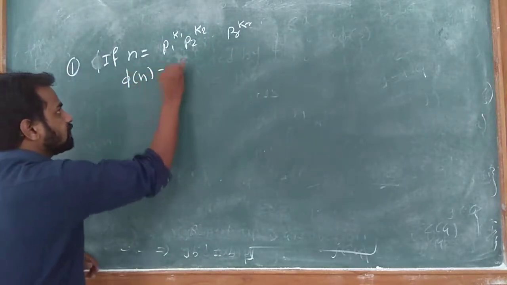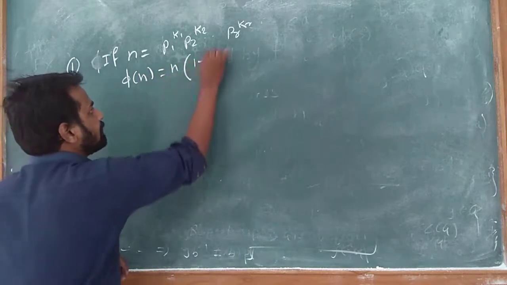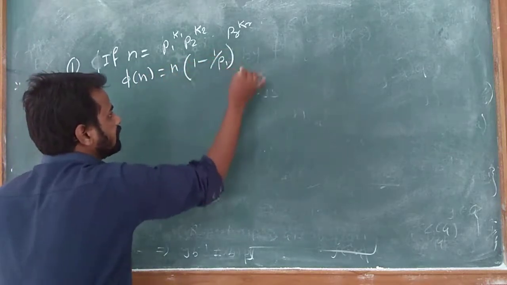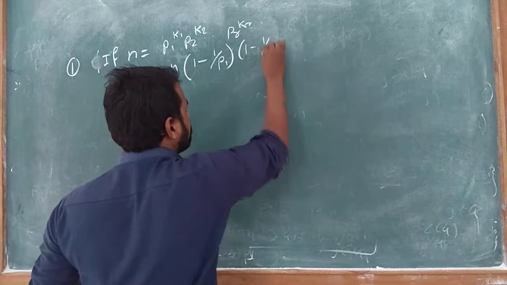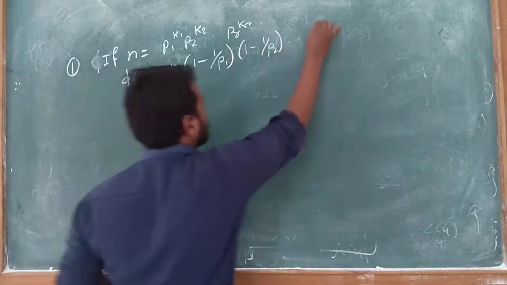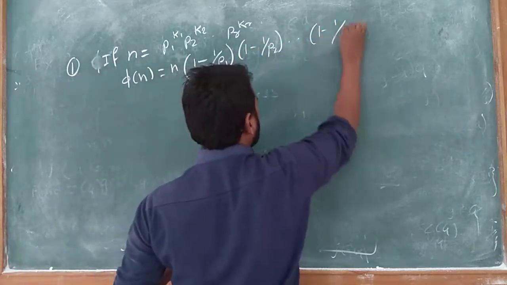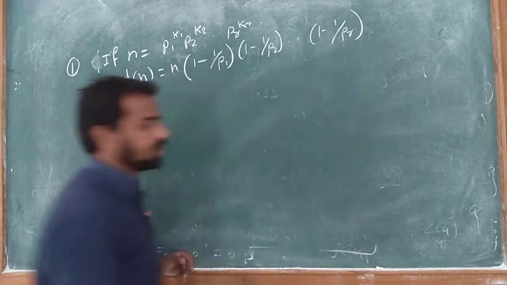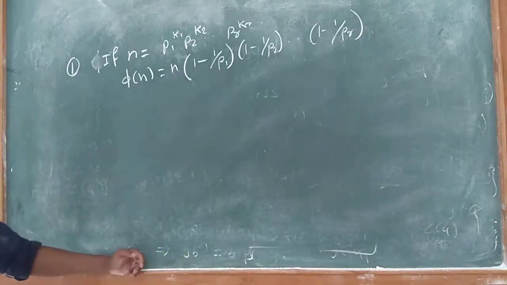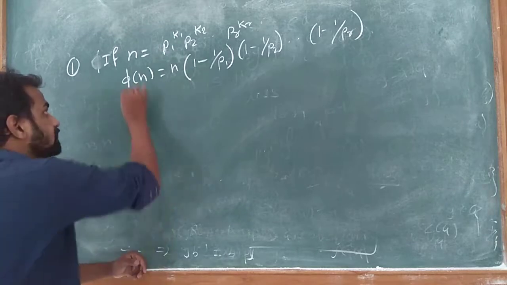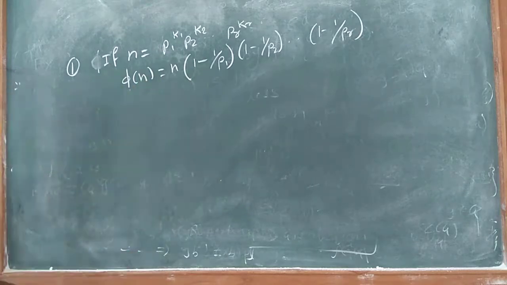phi of n is equal to n in a bracket 1 minus 1 upon p1 into 1 minus 1 upon p2 into, and so on, up to 1 minus 1 upon pr. This is the formula for finding the phi function of any integer n.